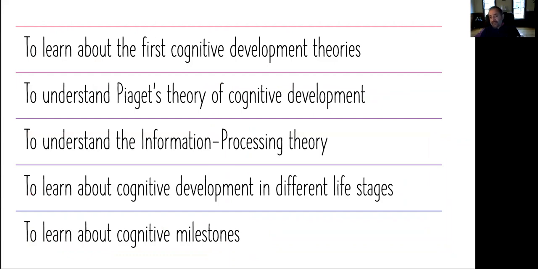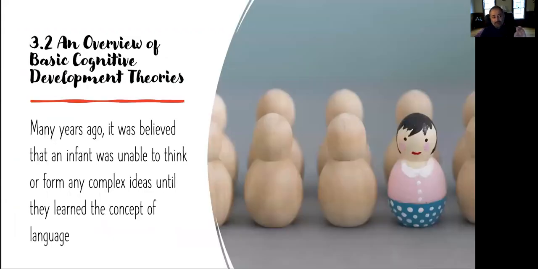What we will be covering in this module is the cognitive development theories. We will start with the Piaget theory. As I mentioned earlier in the previous modules, we will be looking at the theory of John Piaget on cognitive development. We'll be looking at information processing theory, the development of cognition in different life stages, and the cognitive milestones. Let's look at an overview of basic cognitive development theories.